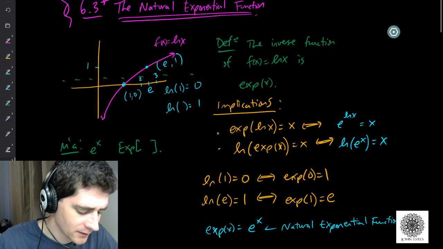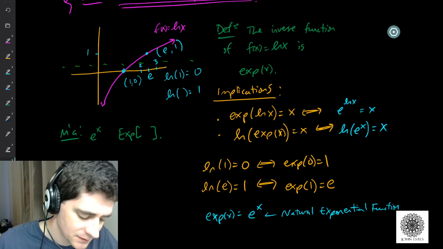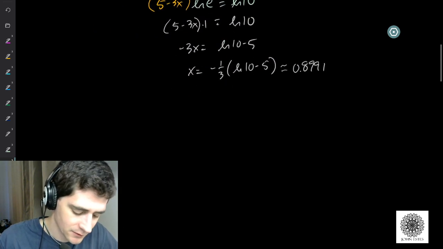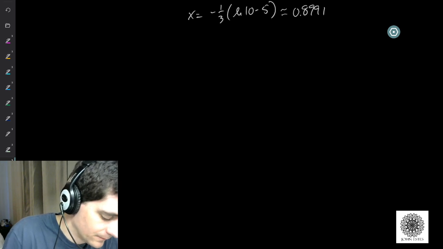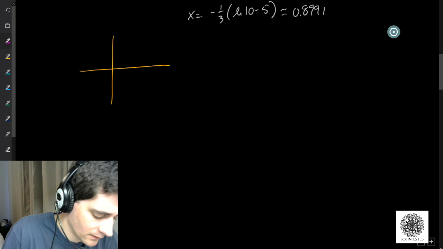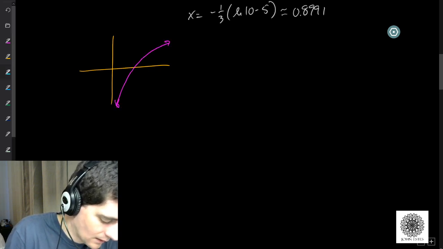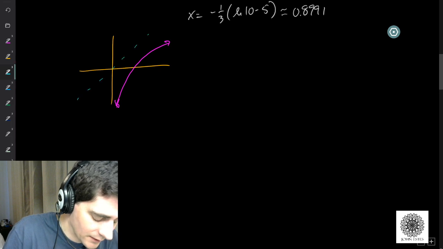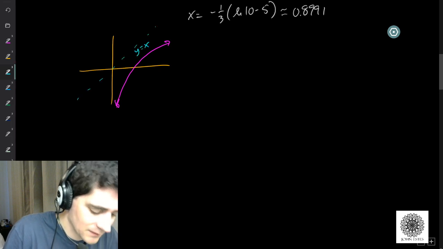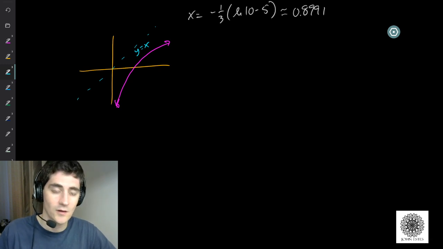So let's go back and look at our graph of ln x. Now, with inverse functions, let me draw a new graph so I can show this. An inverse function is a reflection of the graph, something like this. It's a reflection about the line y equals x, right? Because essentially with inverse functions, you're swapping the role of x and y.